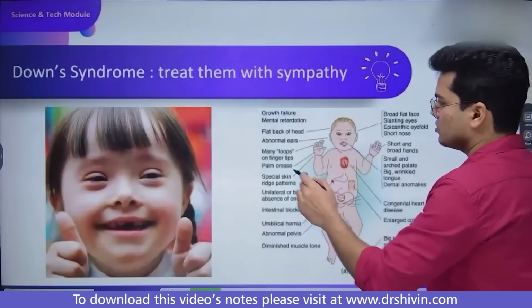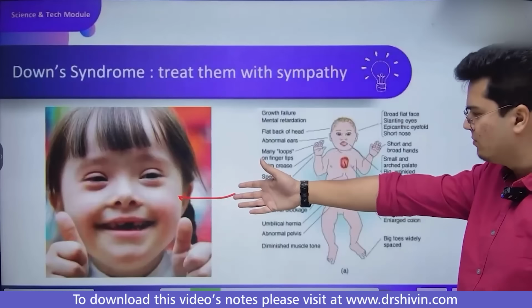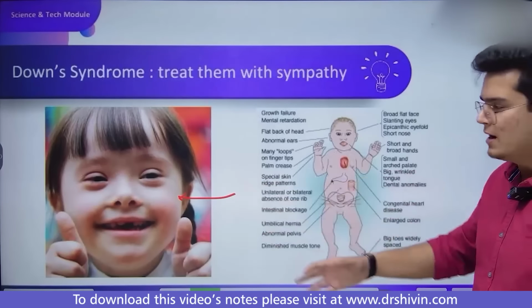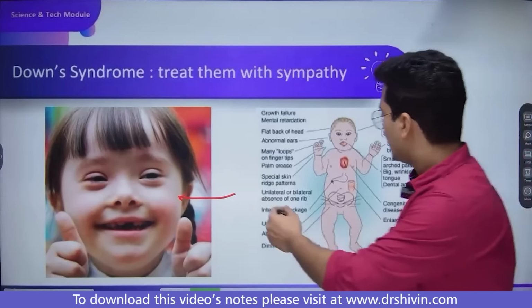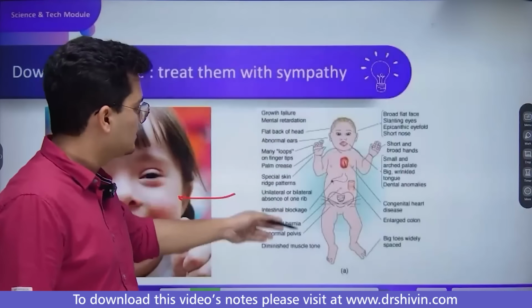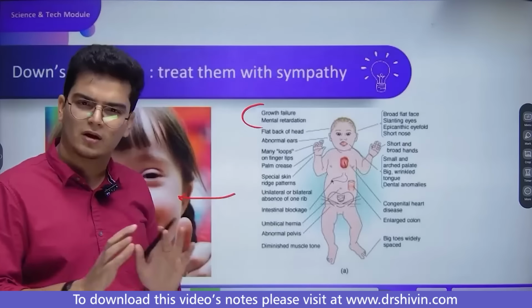Chromosomal disorder, Down syndrome looks like this. They have this sort of face. You must be knowing someone who is suffering from this, right? They are always smiling. They have some heart defects. ये सारे features हैं Down syndrome के. There is growth failure, mental retardation, epicanthic fold of eyes. आपको ये याद नहीं रखने.